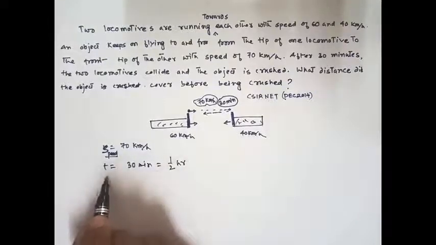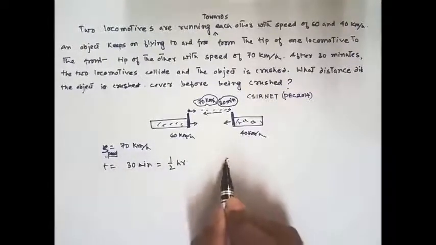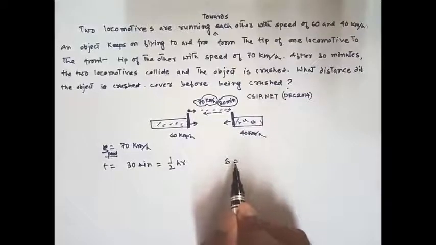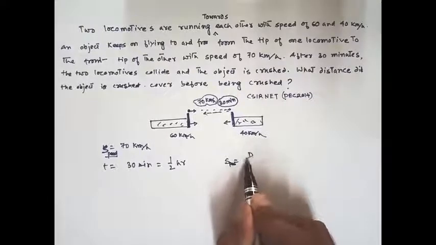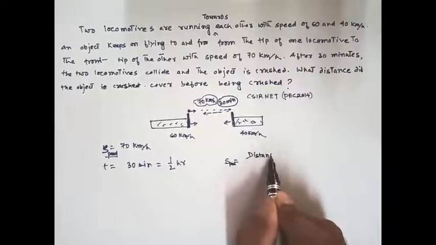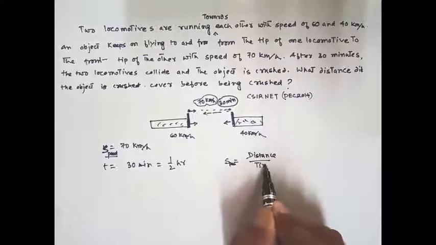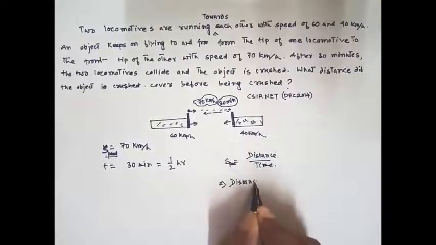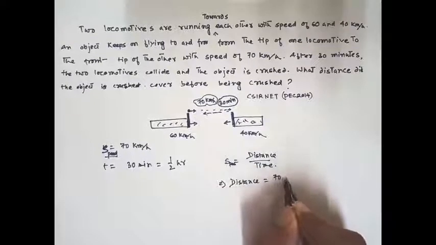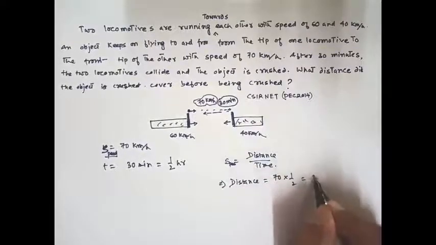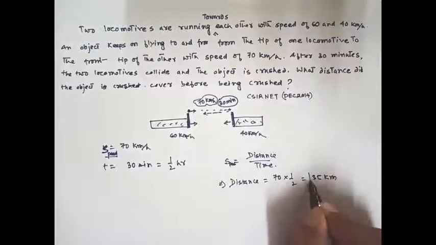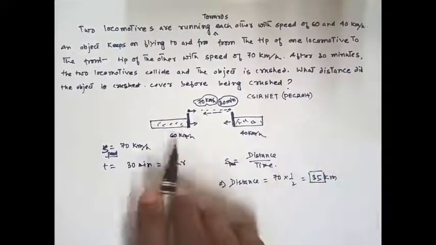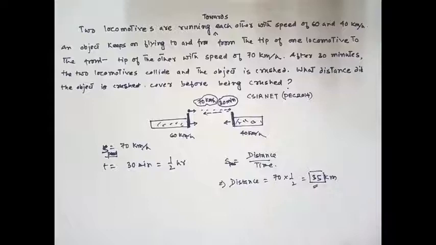So speed is equal to distance divided by time, so distance would be speed, 70, into half, that is 35 kilometer. So within 30 minutes the object will fly up to 35 kilometer distance before it is crushed.